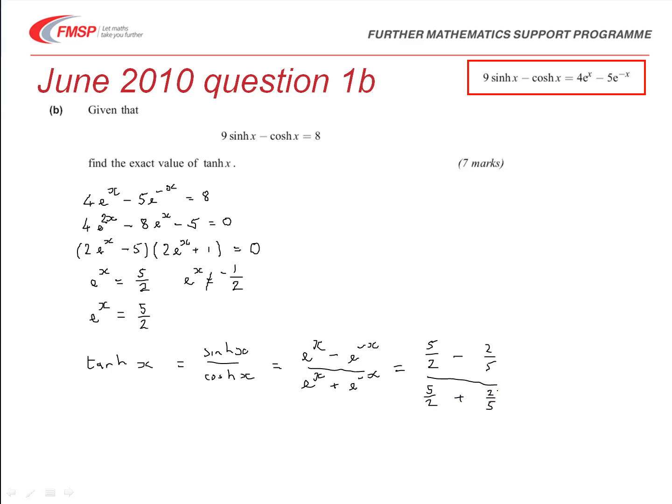Well, how are we going to now simplify this? Well, somehow we've got to combine these fractions together. We could, I suppose, resort to a graphical calculator of some description, or we can just multiply. Well, if this is fifths and these are halves, multiply everything by 10, top and bottom. And if I do that, I'm going to get 25 minus 4 over 25 plus 4, which is going to give me an answer of 21 over 29.